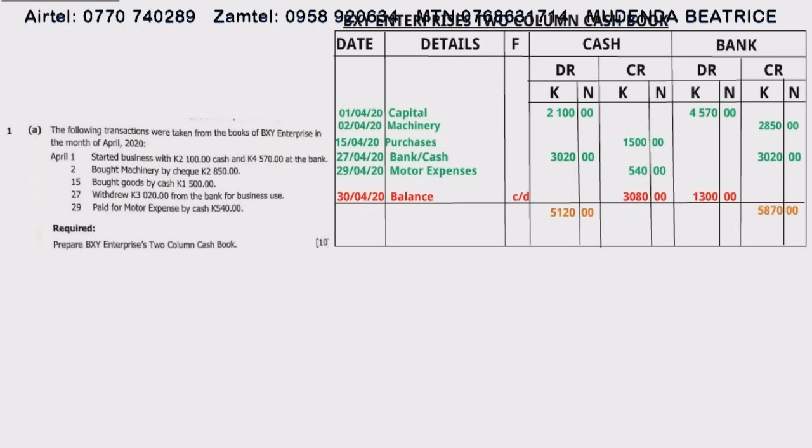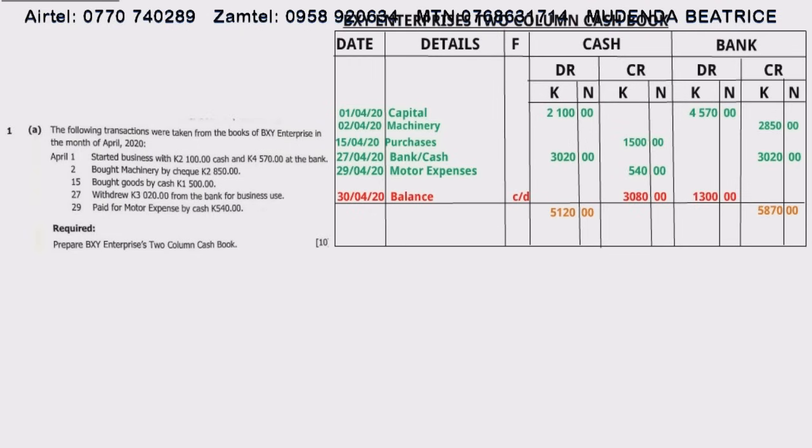Now, these differences we have found, remember we are trying to balance this book on 30th April 2020 before we enter May. So at the end of the month we say 30th April 2020, balance carried down. Under the cash column we have 3,080 kwacha, and under the bank column we have 1,300 kwacha. Under cash, 3,080 kwacha is credited. Under bank, 1,300 is debited.